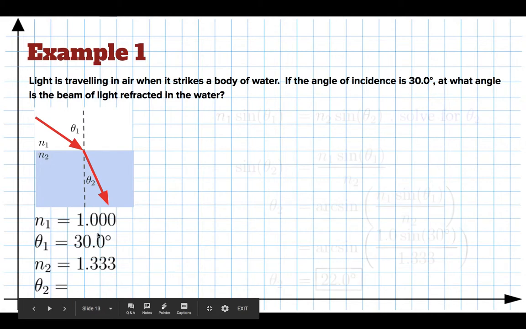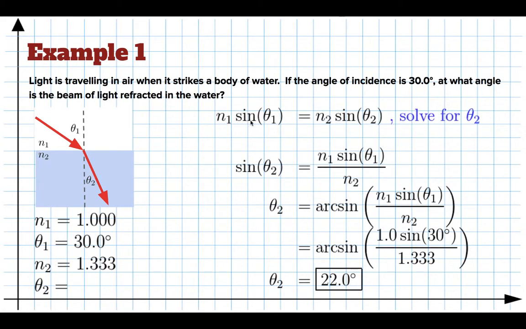To do that, we are going to apply Snell's Law. We're going to start with N1 sine of theta 1 equals N2 sine of theta 2, and we're going to solve for theta 2. We're trying to find what's in here. So first of all, I'm going to get sine of theta 2 by itself by dividing both sides by N2.